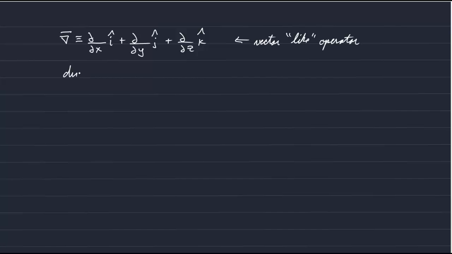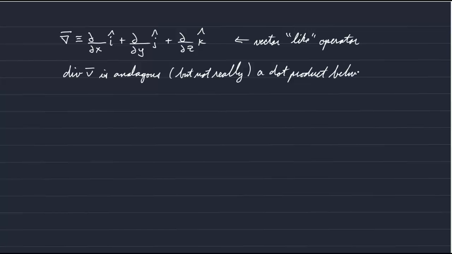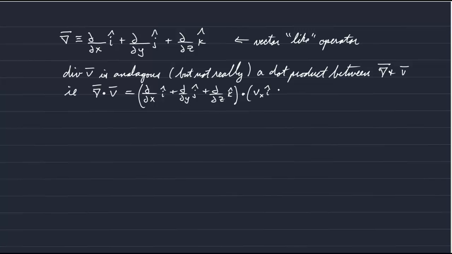So the divergence of V is analogous, but not really, a dot product between this del operator and V. That is, del dotted with V is equal to d by dx in the i hat plus d by dy in the j hat plus d by dz in the k hat, dotted with Vx i hat plus Vy j hat plus Vz k hat.